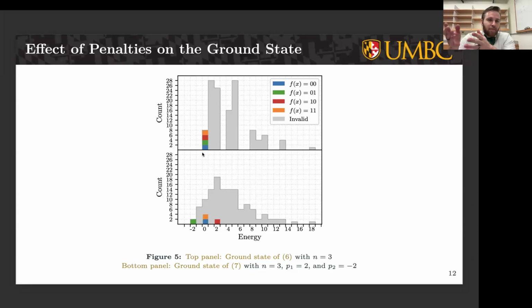But other than that, I'm just going to run this. I'll get some input-output pair. I'll run it again. I'll probably get a different input-output pair with a different output. And I recovered no information about my period directly. But with penalties, we can change our energy spectrum, and we can isolate a single output in the ground state.